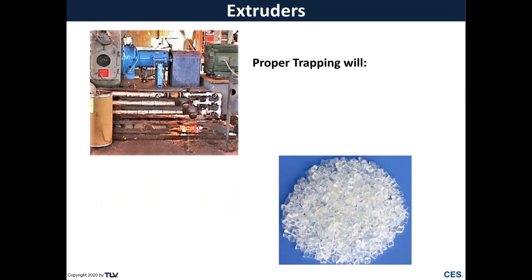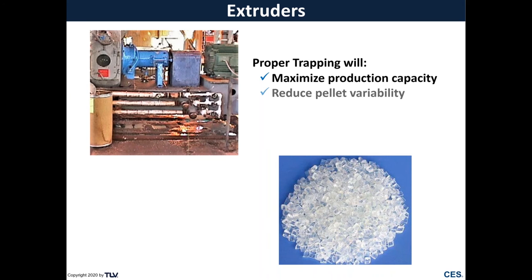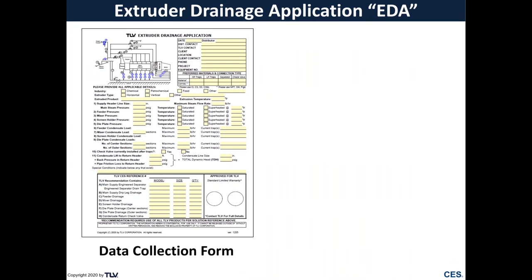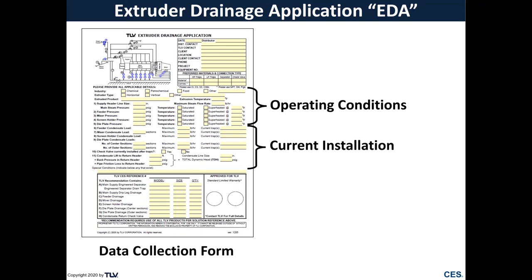Proper trapping of the extruder will maximize production, reduce pellet variability in off-spec product, and mitigate continuous condensate blowdown at the trap stations. To help customers with proper condensate drainage of their extruder equipment, TLV uses an extruder drainage application form, which will allow us to collect information about the operating conditions and the current installation, and then make appropriate product recommendations for the extruder.